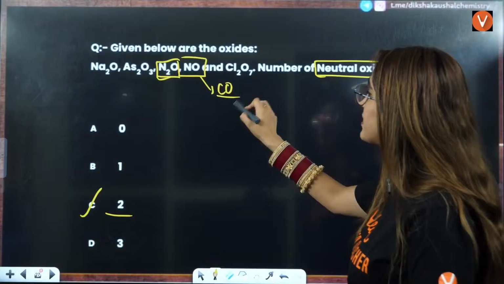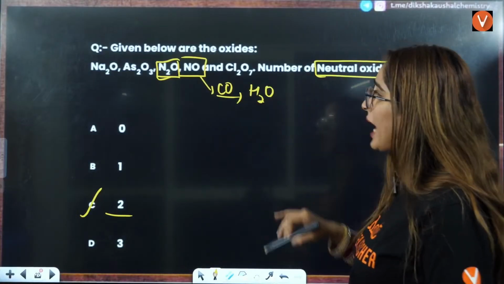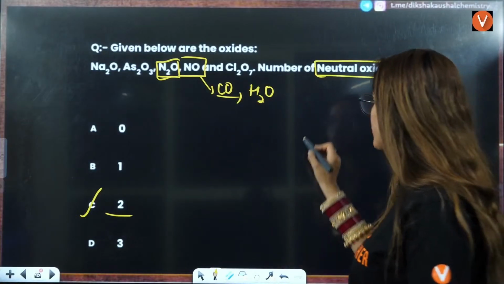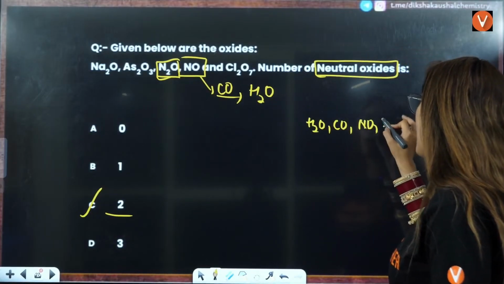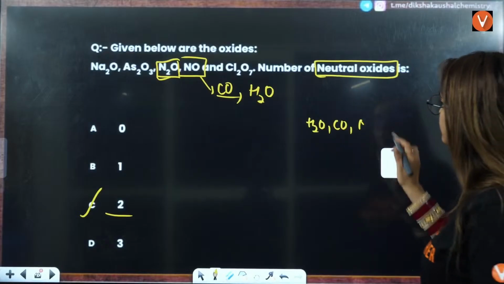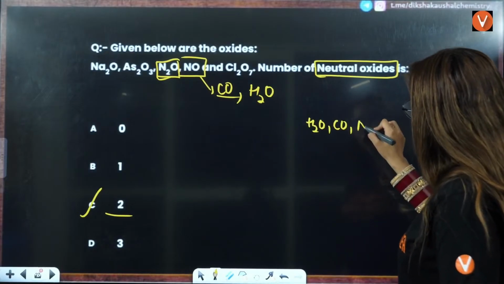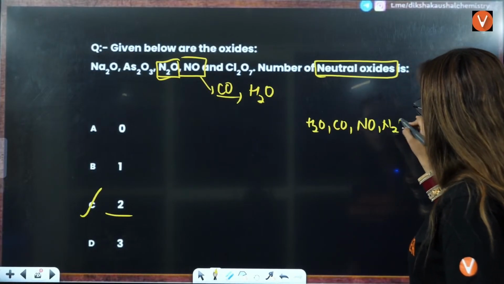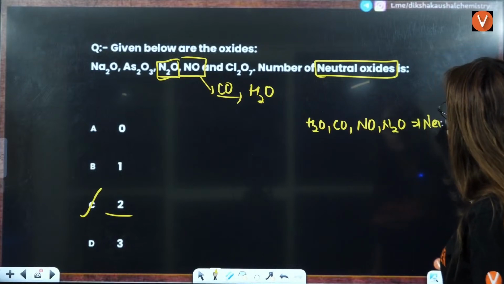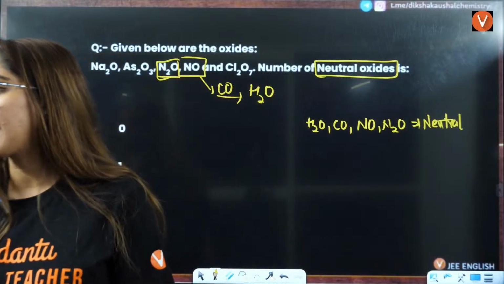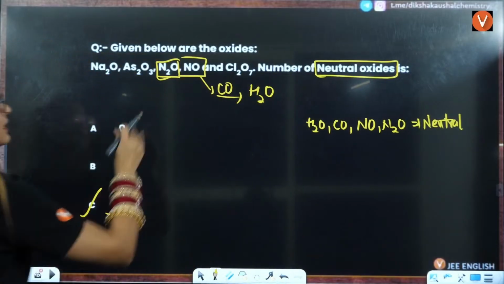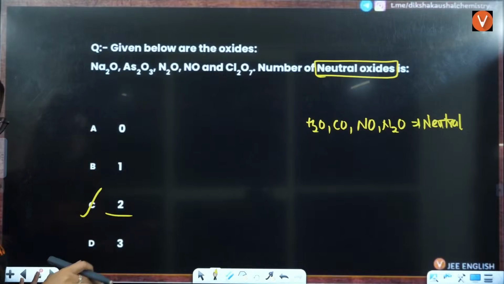But you should remember that water, CO, NO and N2O all are neutral. I'm going to write it here: H2O, CO, NO and N2O. This is NO and this is N2O. All are neutral oxides here. Right? Is that clear? Okay.